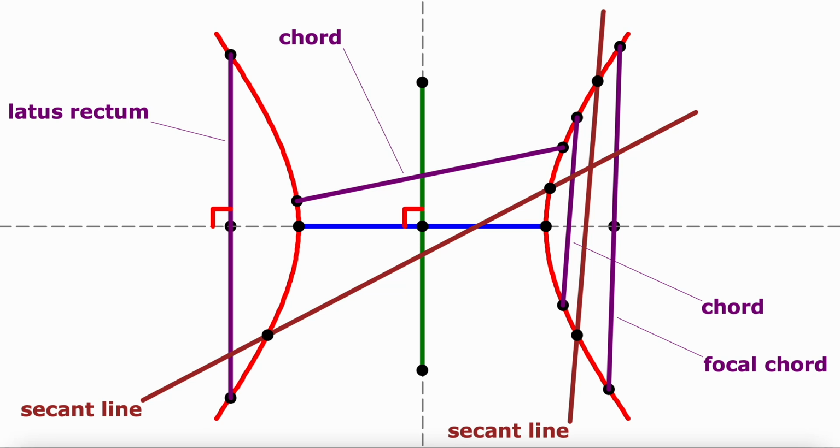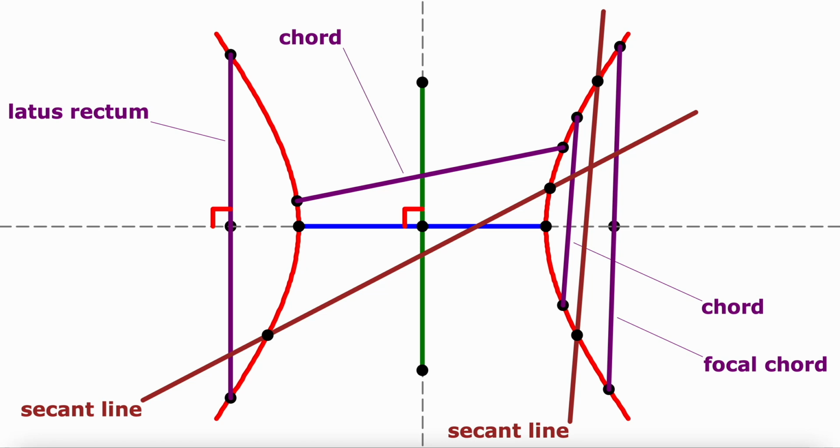The latus rectum is a chord that passes through one of the foci and is perpendicular to the transverse axis. Because there are two foci, there are also two latus recta in total, one within the left-hand branch of the hyperbola and one within the right-hand branch of the hyperbola.